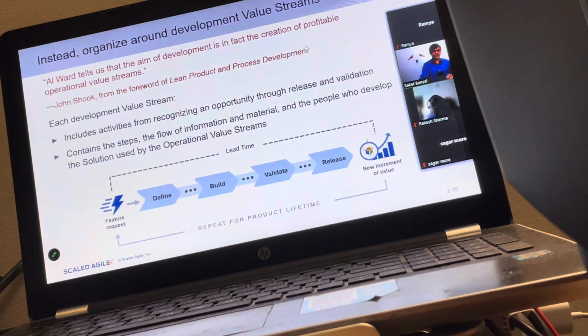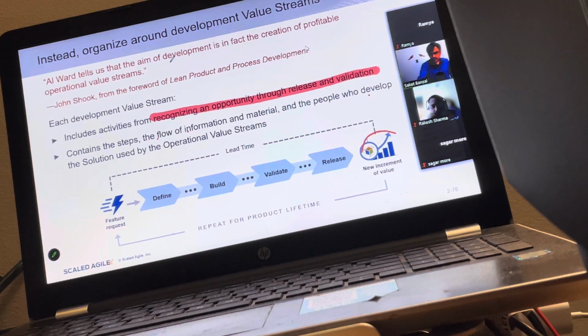So a little bit more detail with the help of the terms development value stream and operational value stream, which I introduced a little bit in advance yesterday. We are saying instead of organizing around functions, we need to organize around development value stream. Now, what is development value stream? It includes activities which help us in identifying the opportunity and releasing it. So all the things which go through the development process should be a part of one agile release train. You know that development value stream contains steps, flow of information, material, and the people who will develop the solution.